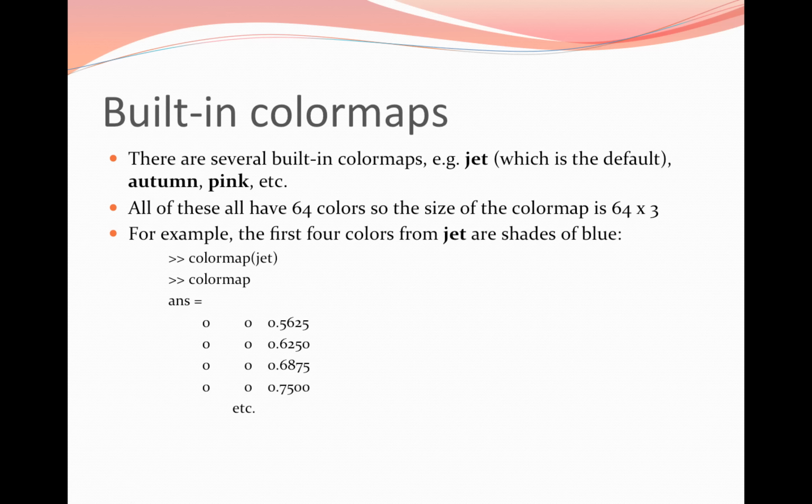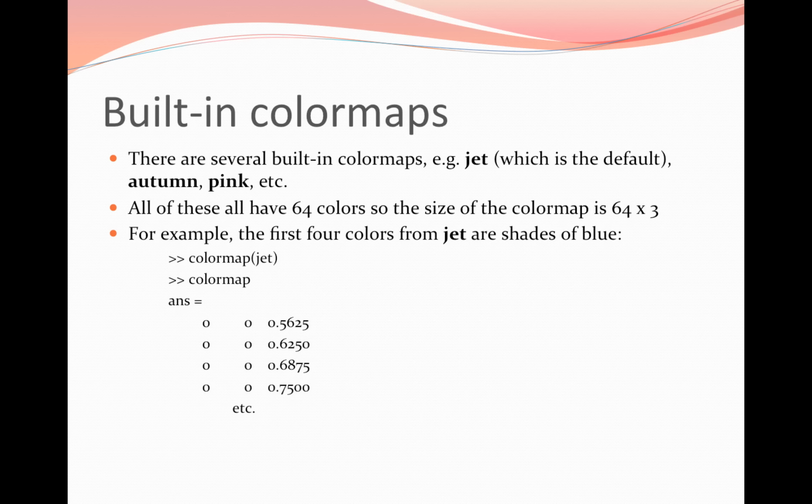MATLAB has several built-in color maps. The one called Jet is the default. There are many other color maps. For example, there's one called Autumn, which has all of the fall foliage colors, so in other words, shades of reds and oranges and yellows. It has a built-in color map called Pink, which has shades of pink and also some white and gray colors in it. All of these have 64 colors, so the size of these color map matrices is 64 by 3. So 64 rows, 64 colors by 3.